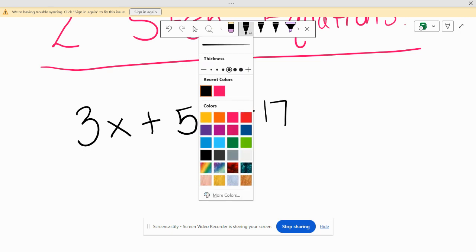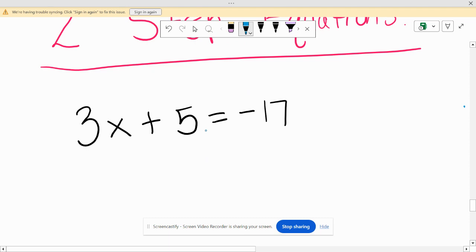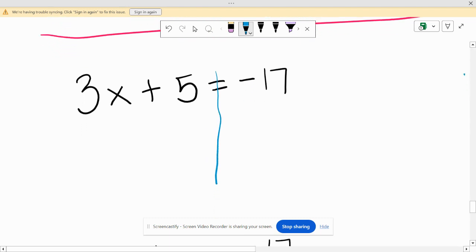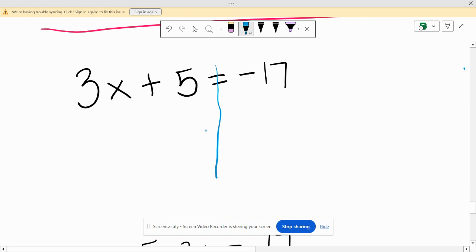So the first thing we're going to do with any of these equations is we are going to draw a line down from our equal sign. What that does is that lets us remember that whatever we do to one side, we must do to the other. So don't forget the do-do rule. Whatever we do to one side, we must do to the other.